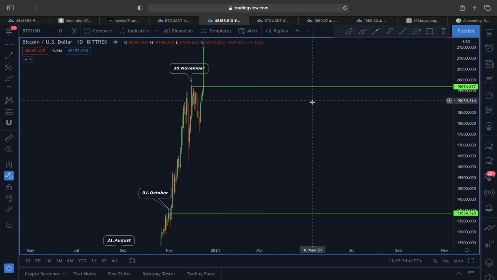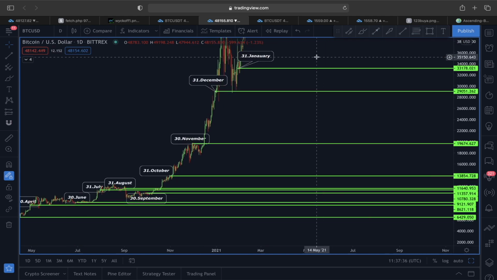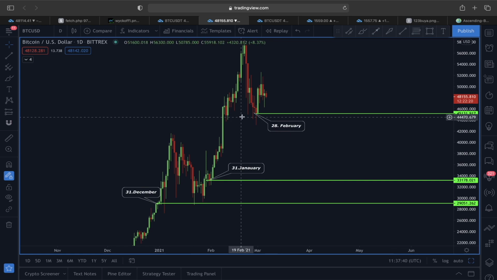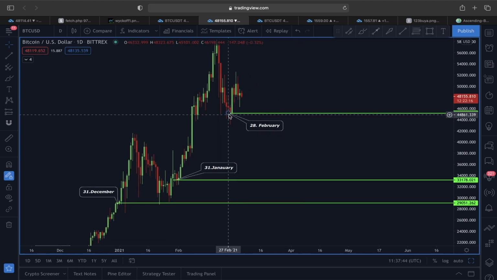Because if we look at the price structure here from January, February, and now this March month, you can see the 28th February candle close around this 45,000 price level. So now you also have this monthly candle close level support at 45,000 if we are going to see any sort of a pullback.